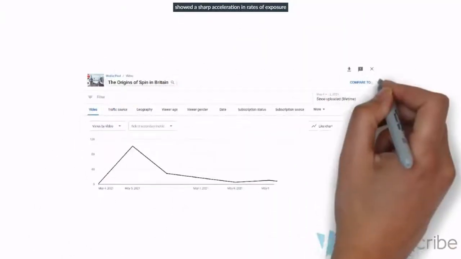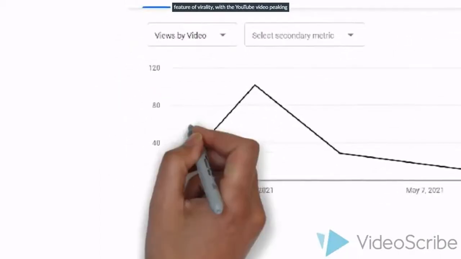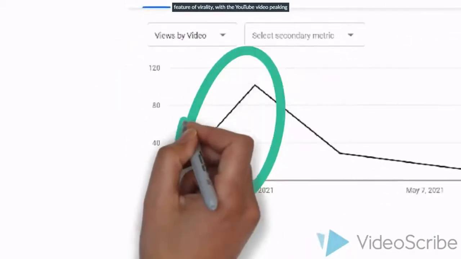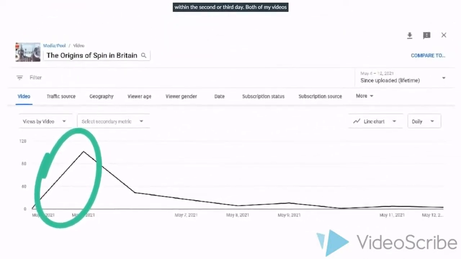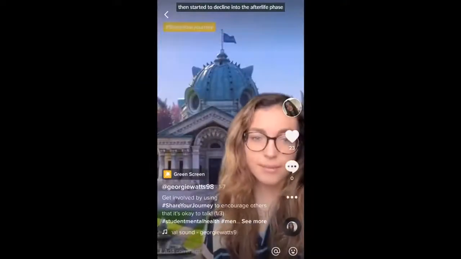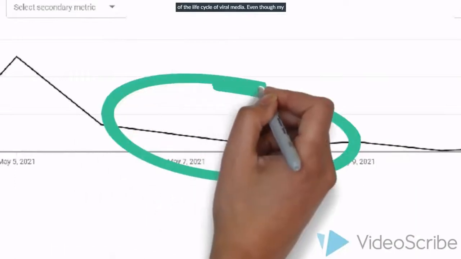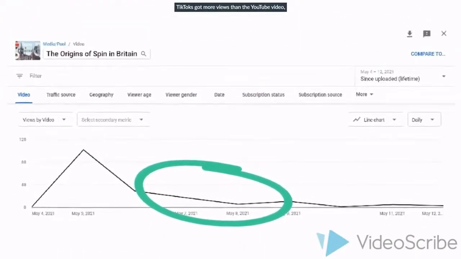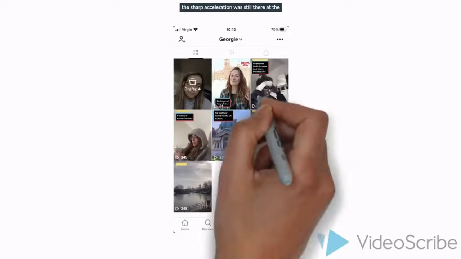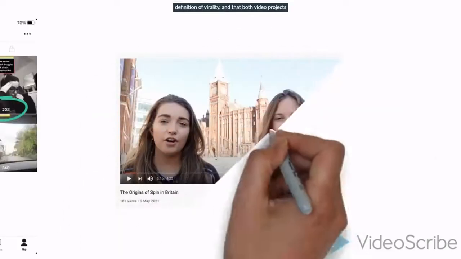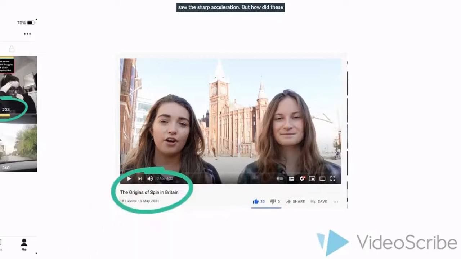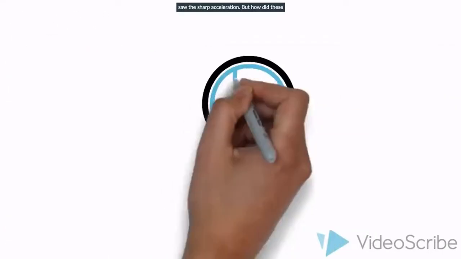Looking at the performance of the videos, both showed a sharp acceleration in rates of exposure feature of virality, with the YouTube video peaking within the first day and the TikTok videos peaking within the second or third day. Both of my videos then started to decline into the afterlife phase of the life cycle of viral media. Even though my TikToks got more views than the YouTube video, the sharp acceleration was still there at the beginning for both videos. So we know the definition of virality and that both video projects saw the sharp acceleration, but how did these videos do this?